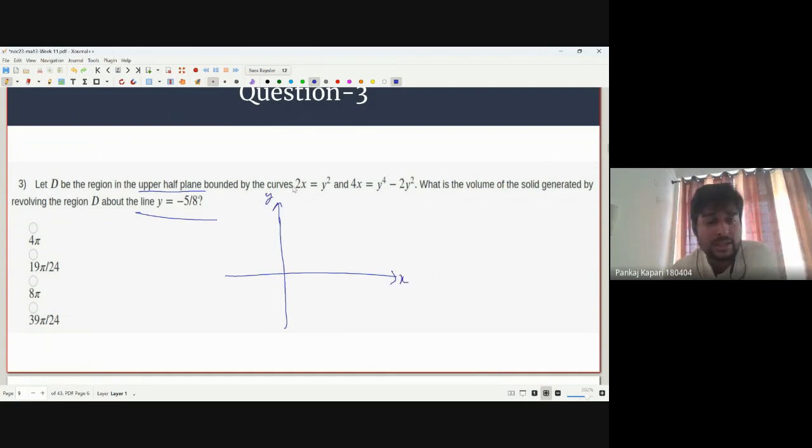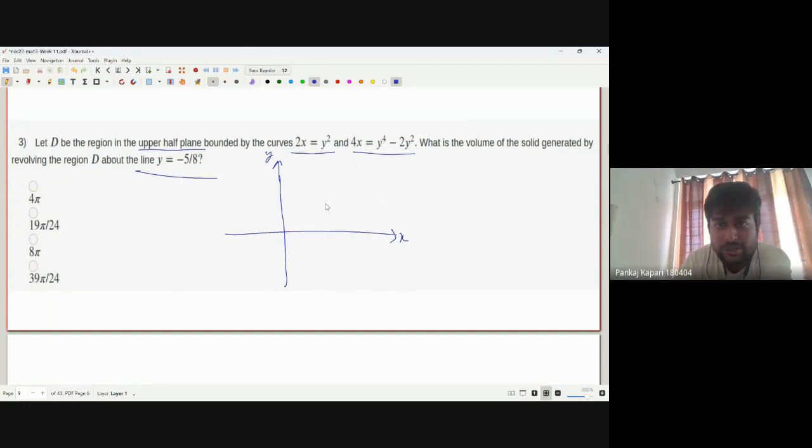And this region is bounded by two curves. The equations of these two curves are given. So let's see where these curves intersect. We should know where these curves intersect. For that we have to solve these equations and find out where the two intersect before drawing the region. And the line about which we are rotating is this. Let's assume that this is the line y equal to minus 5 by 8.